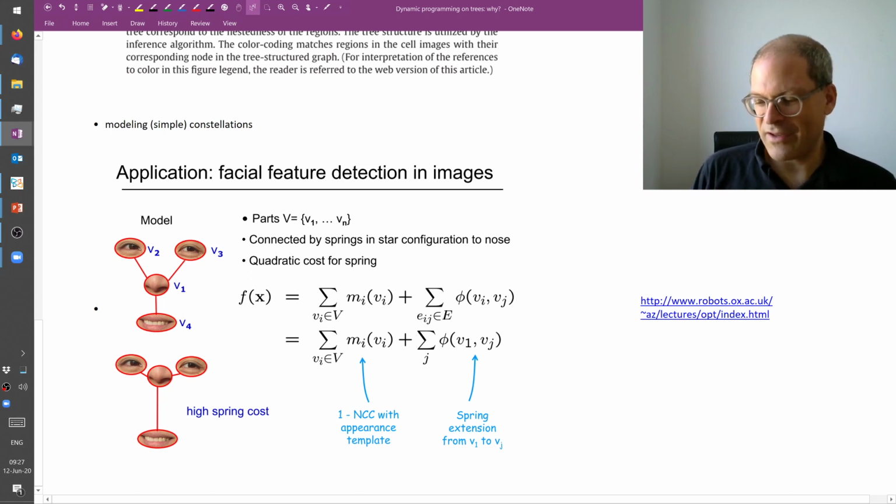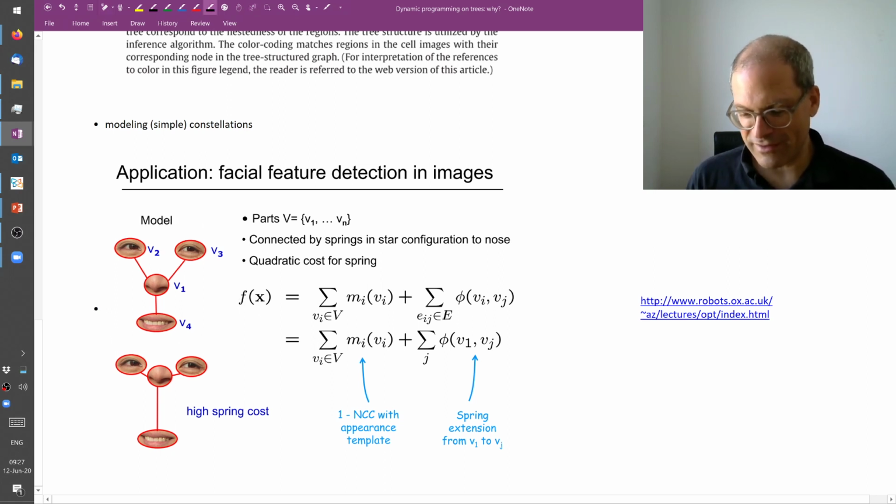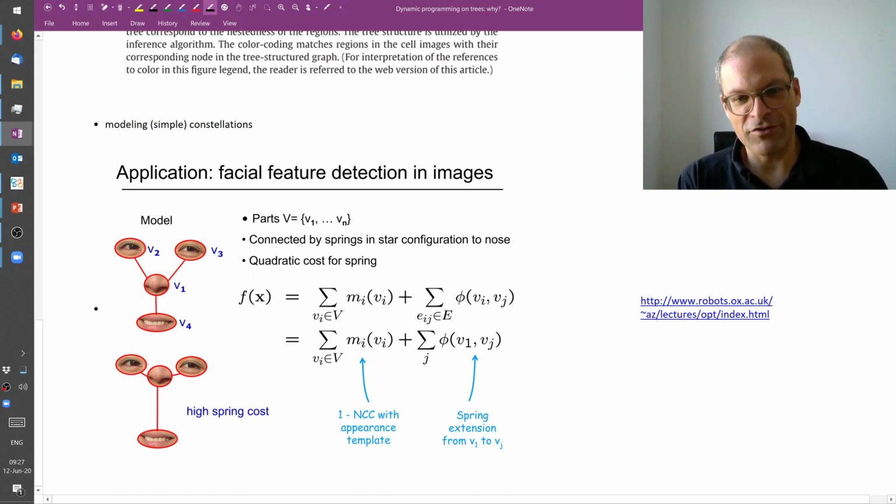The example given here is one of finding facial features. Obviously this is a tree, at least in the graph sense. What is a tree in the graph sense? Well, a graph, as you know, is a collection of nodes connected by vertices. And if the graph has no loops, then you call it a tree.